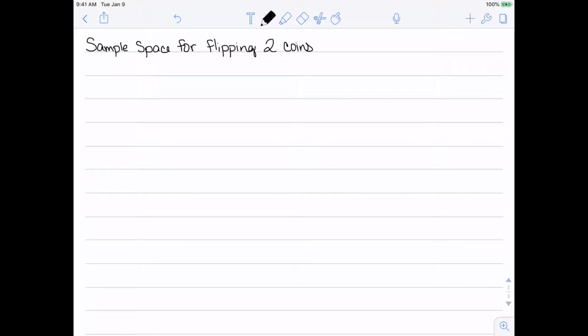We want to know what's the sample space for flipping 2 coins. What are all of the possible things that could happen? Well, we could get 2 heads. We could also get 2 tails. I could flip the first coin and get a heads and the second one get a tails, or I could get a tails on the first coin and a heads on the second. So this would be my sample space, and you'll notice order is very important. HT and TH are 2 different possible outcomes in my sample space.